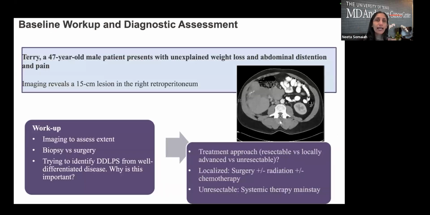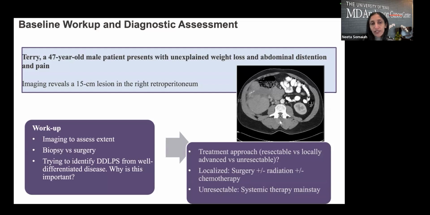So for baseline workup and diagnostic assessment for any type of liposarcoma, you need to do imaging to assess the extent of disease. It usually involves the area where the primary tumor was first detected, but also we make sure we get the chest, abdomen, pelvis extent. And if the tumor is in the extremity, then also the imaging of that extremity. If you present with a mass that is just localized and the features look suspicious, one might go to surgery directly. But most of the time you will get a biopsy to prove what it is, because we want to make sure we're identifying the right type of tumor. There could be other types of tumors in the abdomen.